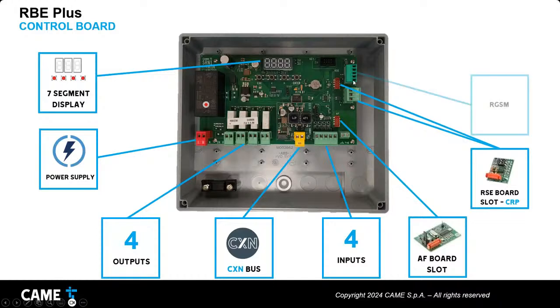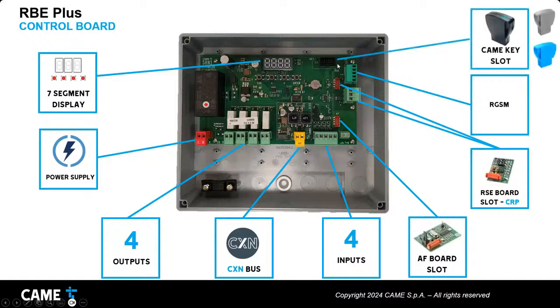Finally, there is the RGSM terminal block directly connected here, and these slots are dedicated for the CAME key. So the black one is used to program the system, of course. The gray one is the Wi-Fi model, Wi-Fi or Bluetooth model, and the blue one is the radio one that communicates with the QBE Quick and Easy access or QBE automation.